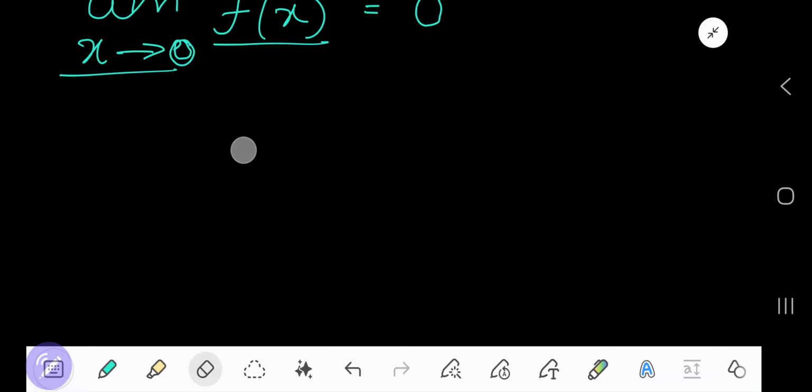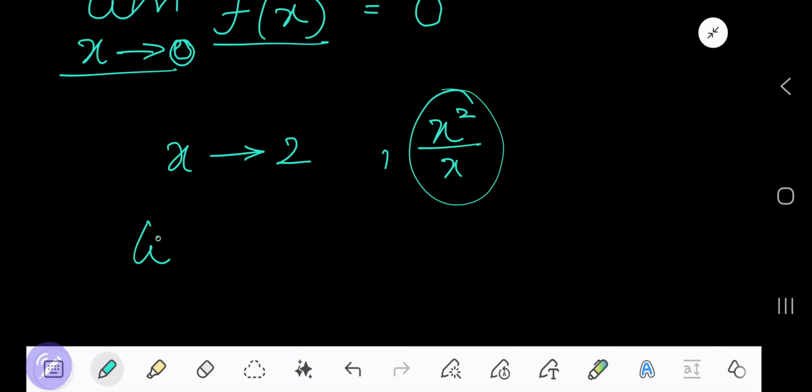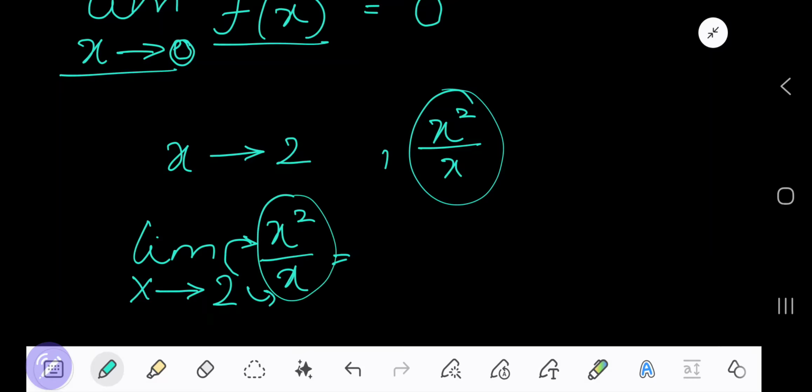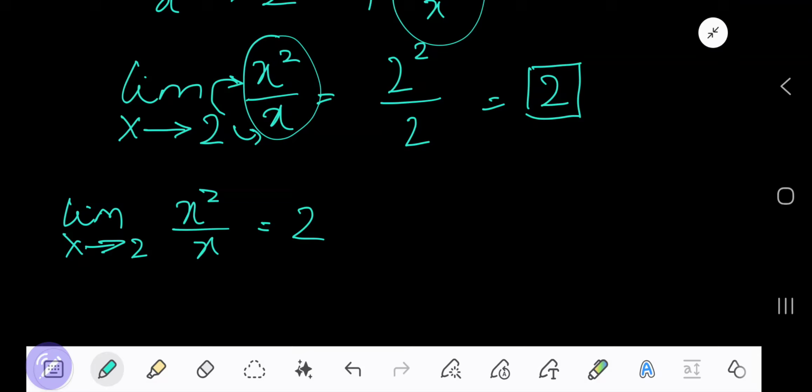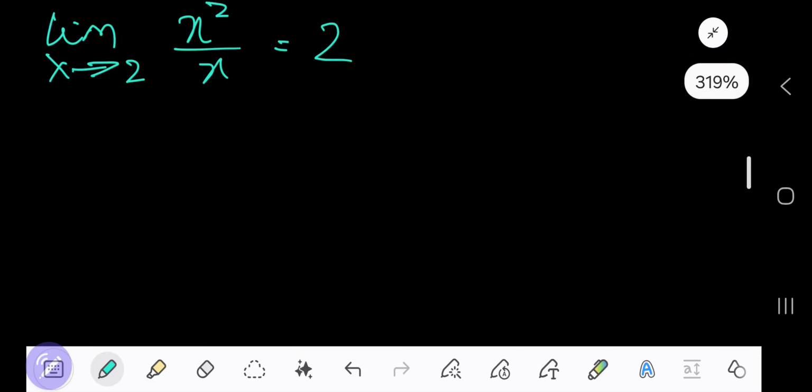Say you have x approaching 2 and your function is x squared over x. How would you evaluate this? Our question is, the limit as x approaches 2 of x squared over x equals what? Here we can use direct substitution: this function is just 2 squared over 2, which is 2. So the limit as x approaches 2 of x squared over x equals 2. That's the general idea behind limits.